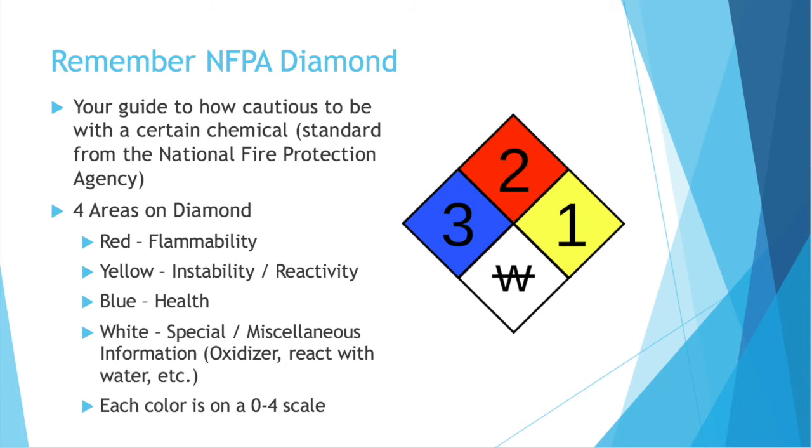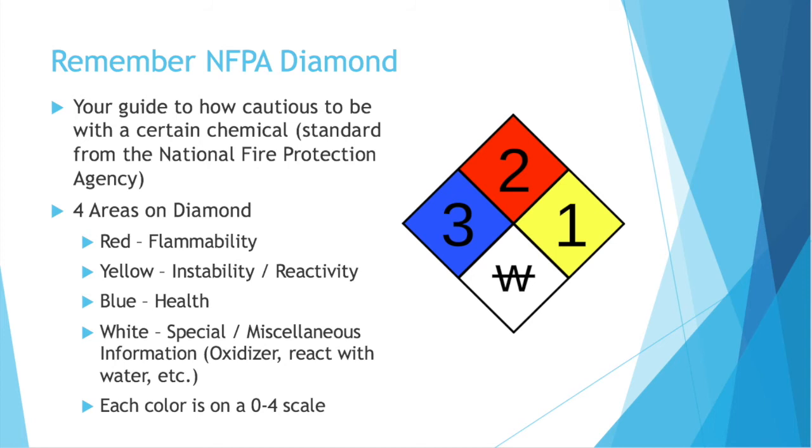So this would be how bad exposure would hurt you. Say you spilled a little bit on your skin. A 4 would be something where even if it's on you for just a little bit, it poses a very high risk to your health. A 0 would be something you could spill on yourself and you'd be fine. Maybe it dries out the skin a little bit, but it's not much of a hazard.